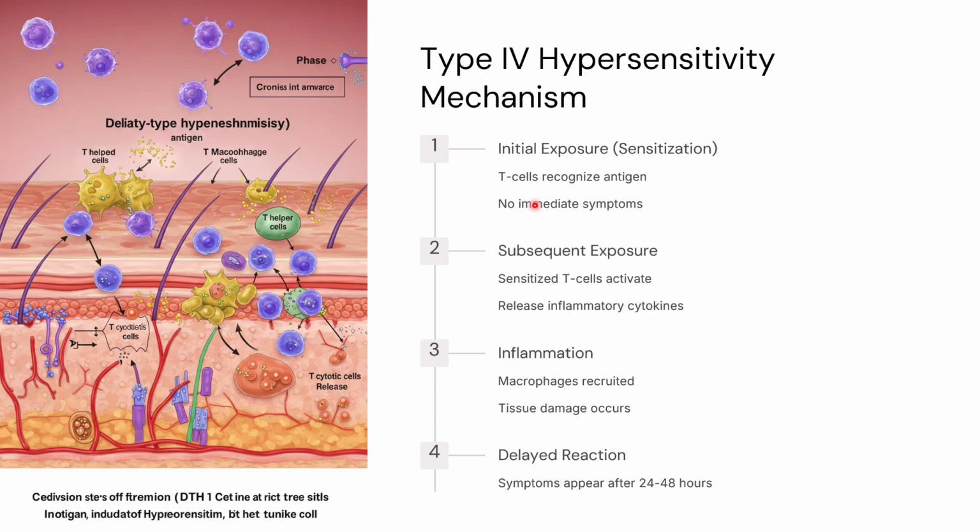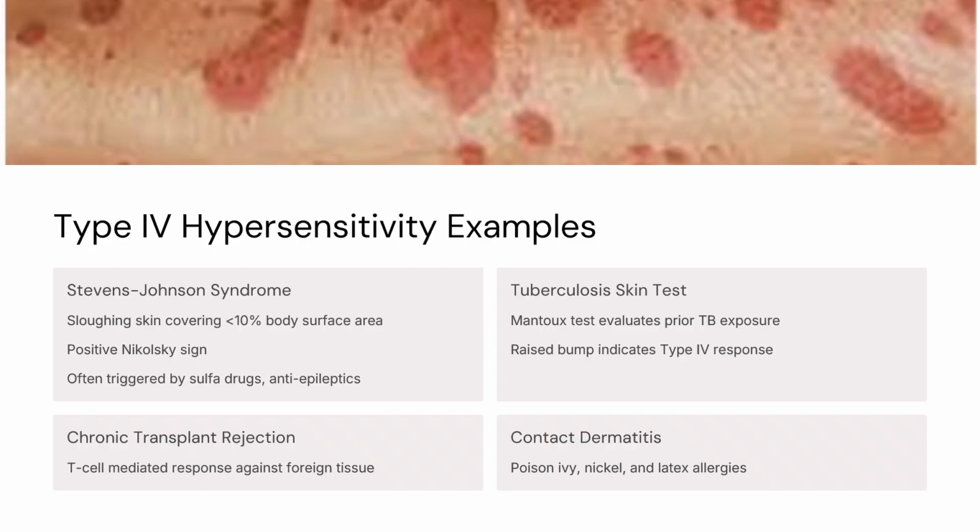What is type 4 hypersensitivity? The T cells will recognize the antigen, but there will be no immediate symptoms. On subsequent exposure, sensitized T cells will activate and release inflammatory cytokines. Macrophages will also be recruited, tissue damage occurs, and the symptoms will appear after 24 to 48 hours. But in type 1 hypersensitivity or atopy, the symptoms will appear immediately. In type 3 hypersensitivity as well as in type 4 hypersensitivity, it will take time for the symptoms to appear, that is, after 24 to 48 hours.